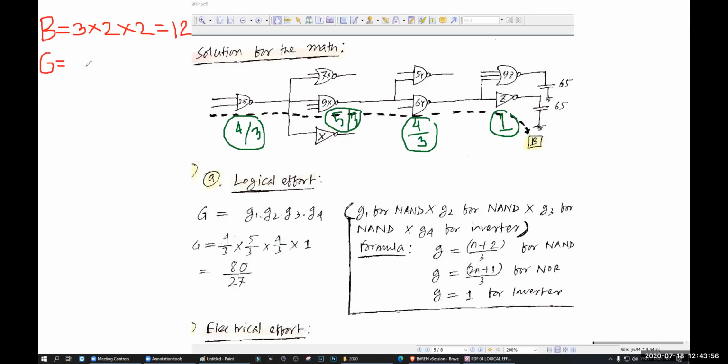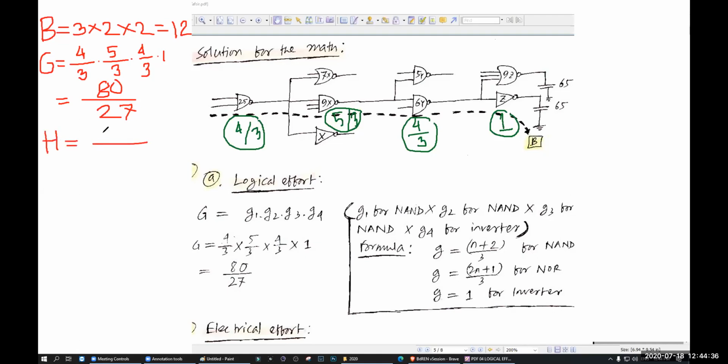So can I write like this? 4 by 3 into 5 by 3 into 4 by 3 into 1. So your value will be 3 times 3 times 3, it will be 27. Do not write 9. Remember, people make mistakes. This is not 9, this is 27. So how much will it be? 4 into 5, 20, 20 into 4, 80. This will be 80, right? Yes, sir. Okay. Now you have to find out the H.